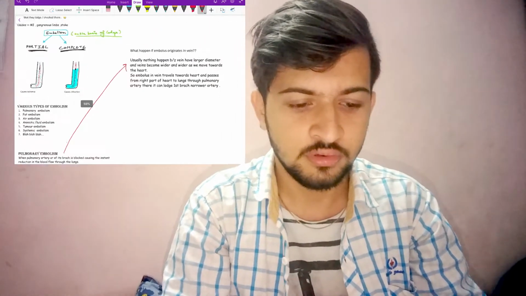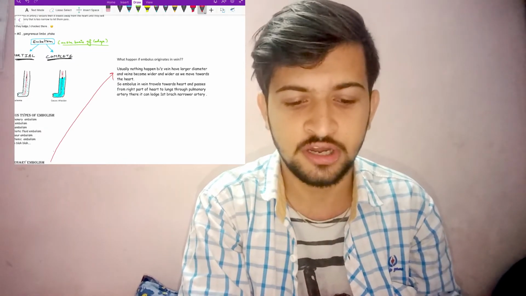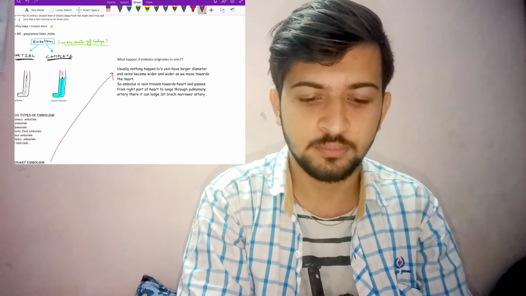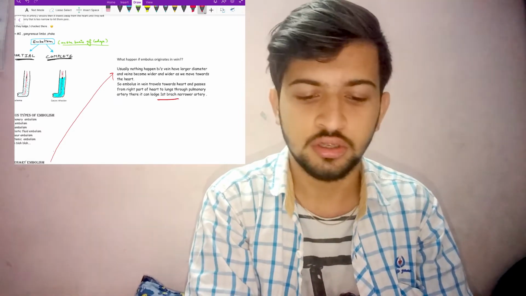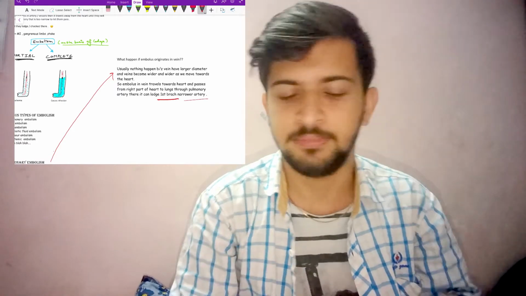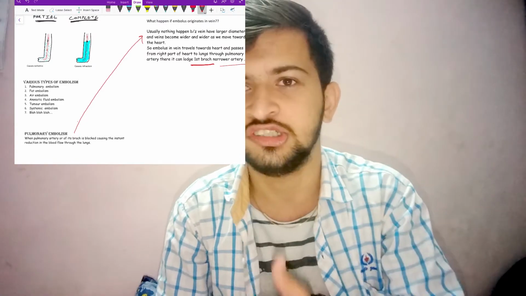The embolus travels towards the heart and passes through the right part of the heart, through the lungs, through the pulmonary artery. There it can first get lodged in a narrower artery. Simple. It's just like what happens when the embolism originates in a vein.